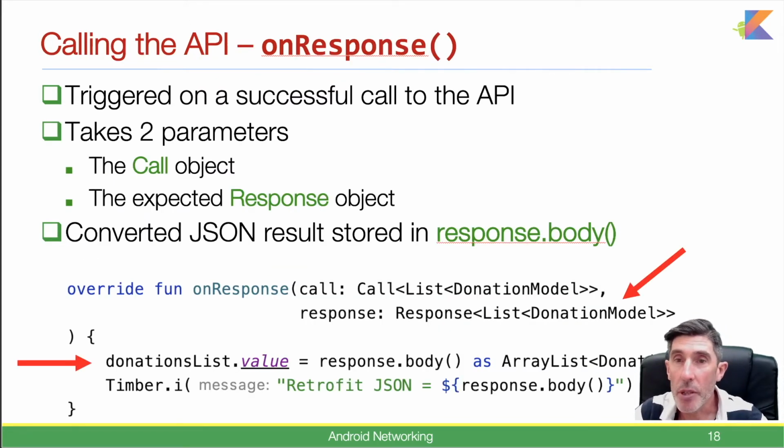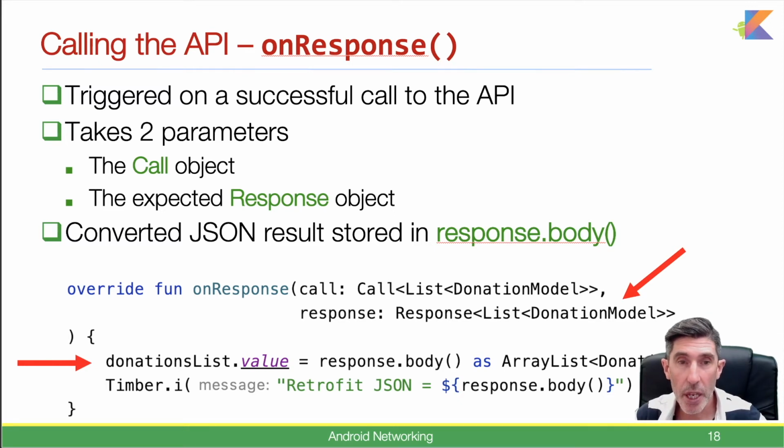The onResponse, just a couple of points, I've mentioned it already, but just to be complete about it. This is triggered on a successful call to your API, and takes two parameters, a call object and the expected response. So you have to specify what that response is, and that will be generated out of the interface. The converted JSON result is stored in that response.body. So we just do that little as ArrayList to convert it, and to be clear about the type that we are assigning to the .value property of our mutable live data. So that's when it works.